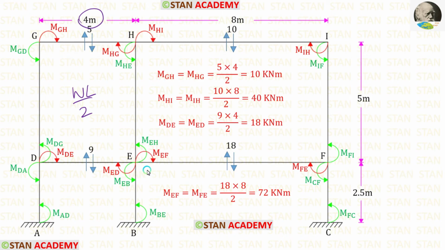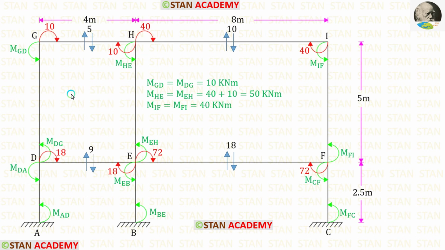Now let us find the moments in the member EF. Here W is 18 and L is 8. When we apply the values in the formula, we are getting MEF and MFE, which are 72. Now let us find the moments in the columns.